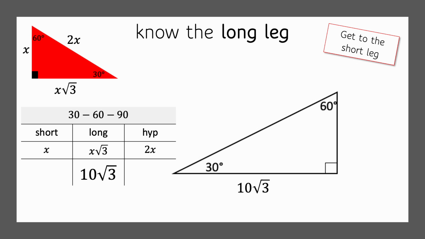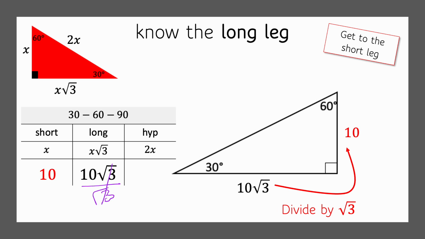Okay, our long leg is 10 root 3. So if I divide that by root 3, then those root 3's cancel out, and I'm just left with 10. I know the short side. So to get to the hypotenuse, I'll just multiply the short side, 10, by 2, and I get 20. I have the hypotenuse.